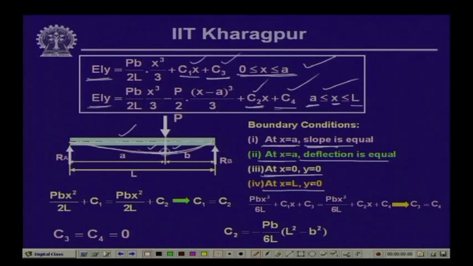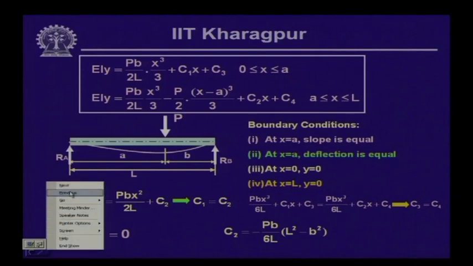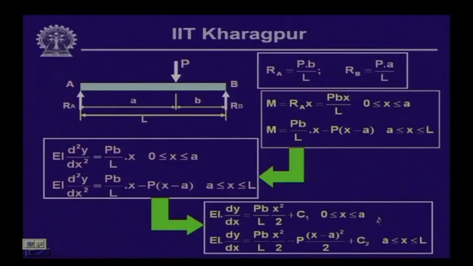Now, if we substitute that at x equals a, the slope is equal, then from the expression of dy dx, in fact, if you look into the expression of dy dx as we have obtained, P b by L x square by 2. So, x is equal to a.